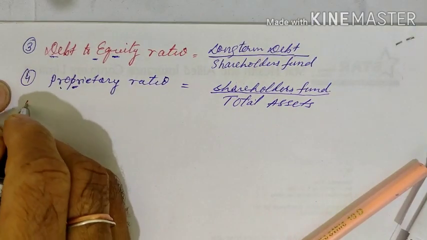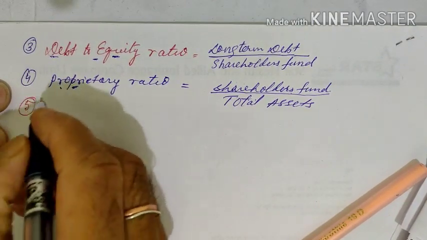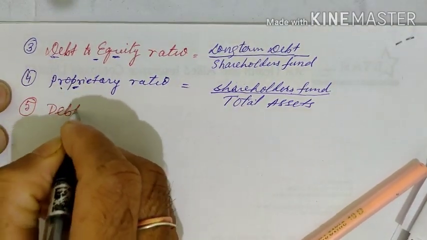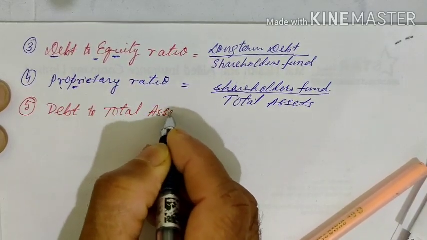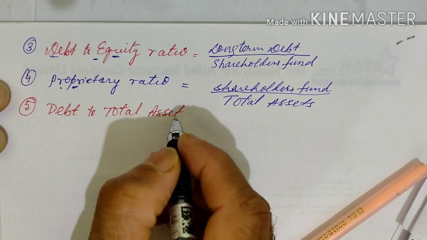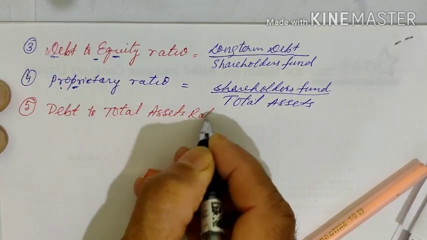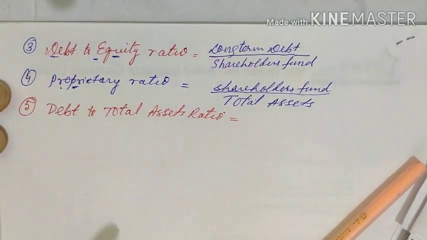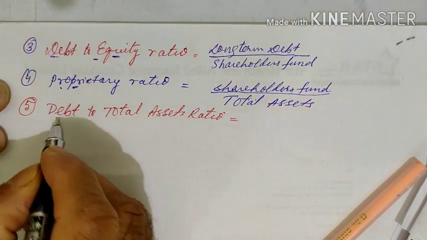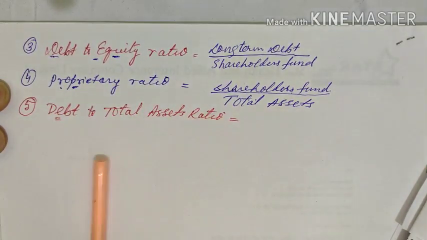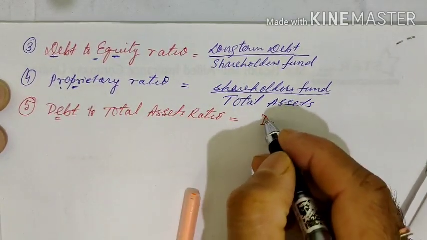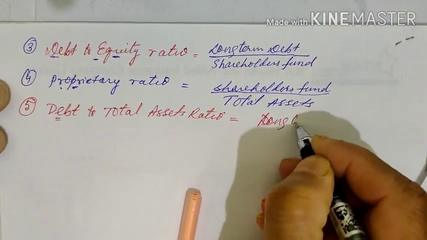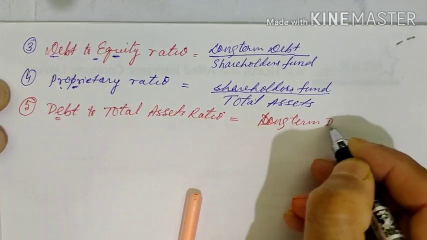Number 5, debt to total assets ratio. What is the first term? First term is debt. Very easy. So your formula becomes debt, meaning here long term debts.